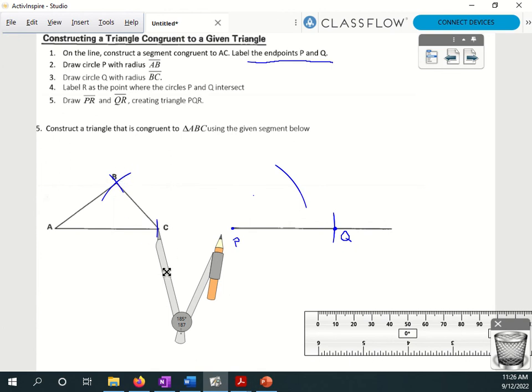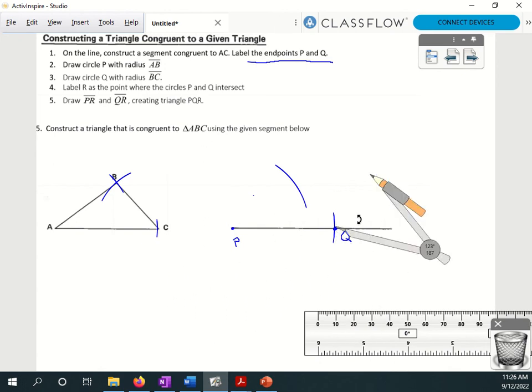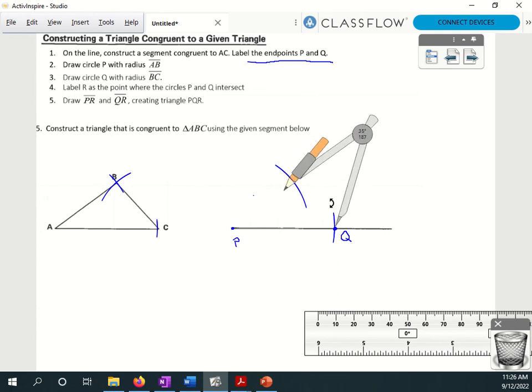So the next step I do is place my sharp point, instead of on C, on Q, good. And then I'm going to draw an arc that goes through and makes an X, right? With the circle we drew around P, with this arc, right? That was from the first step. So draw another arc. So X marks the spot here. And right where those two arcs cross, that's going to be point R.